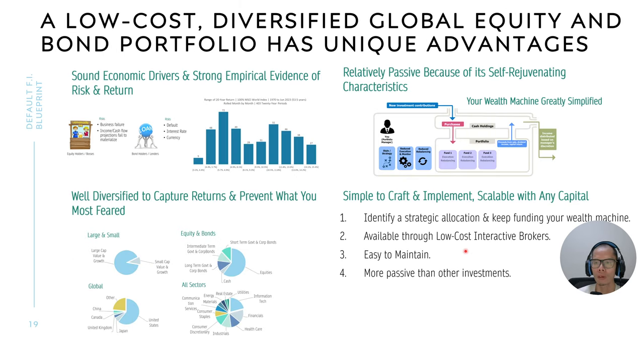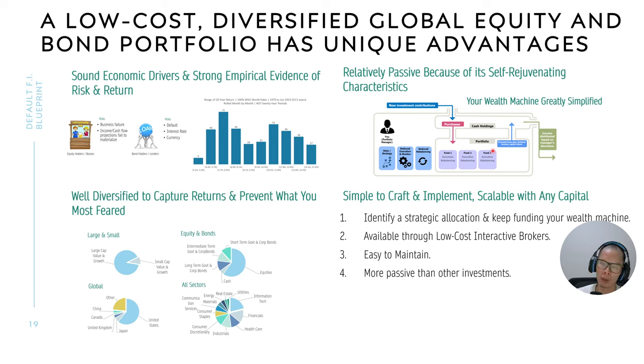In that first video, the crafting one, I listed out a lot of features and advantages, and this is a good summary slide of what we like about it: some economic drivers and empirical evidence. With enough history, you can have an idea that the return is going to be a range. A 20-year return can be 3.2%, but it can also be 14%. And in a certain way, it's also what I consider self-rejuvenating.